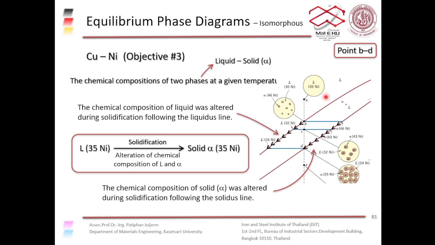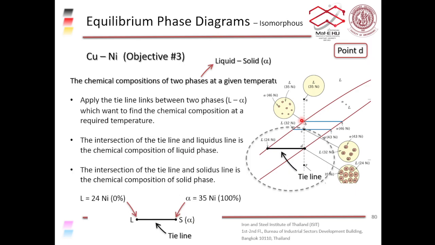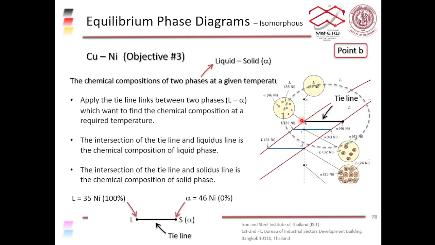Okay, but why is that? Why do you have the same overall composition? Okay, think about it. At this point here, at point B, we have liquid and alpha, right? And in alpha, we have 46% nickel, and in liquid, we have 35% nickel, right?